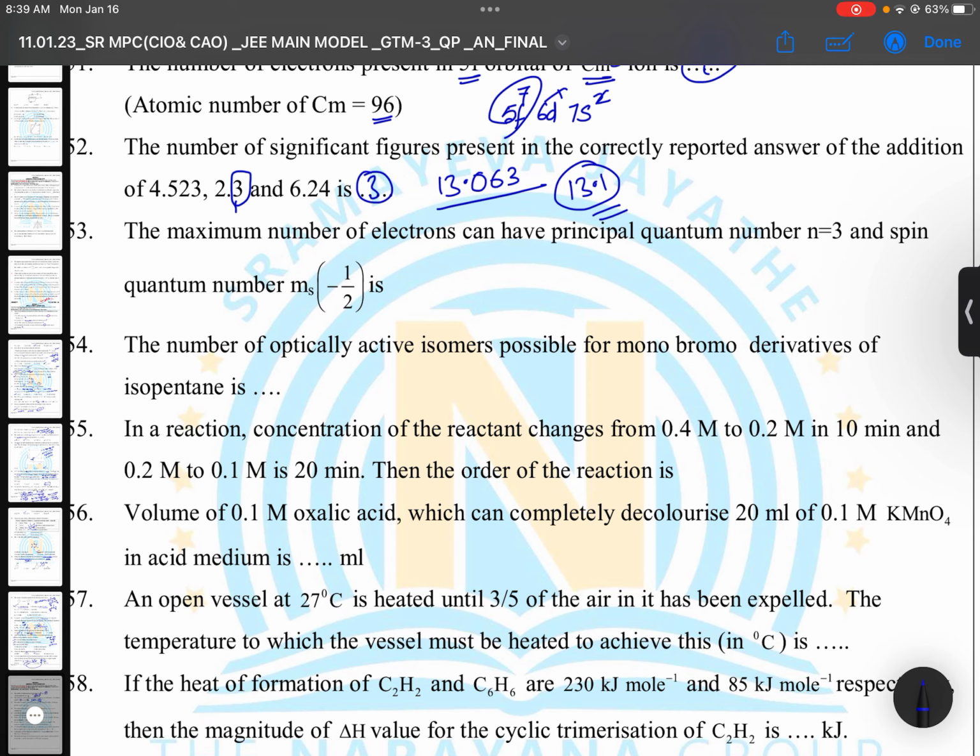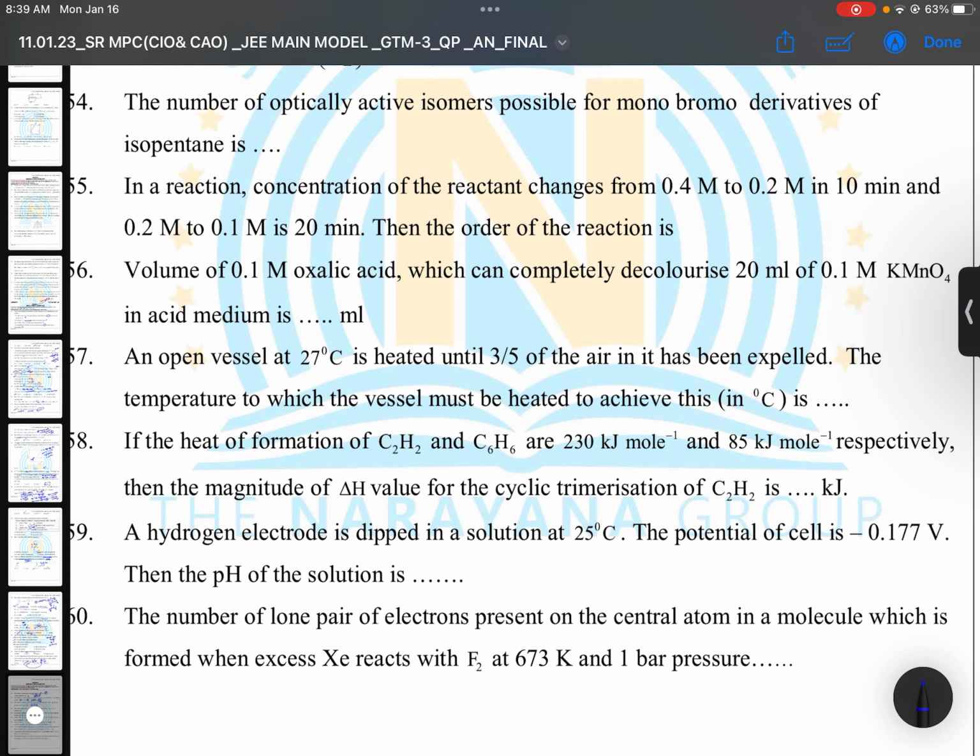The maximum number of electrons that can have principal quantum number n equal to 3. So number of orbitals is 3 square, which is 9. When 9 orbitals are there, 9 electrons will be with plus spin, 9 electrons will be with minus spin. The number of optically active isomers possible for mono-bromo derivatives of isopentane. Isopentane, go for your bromination, optically active. No. Bromine, optically active. So 2 optically active. 2 optically active means 2 to the power of 2. Answer is 4.